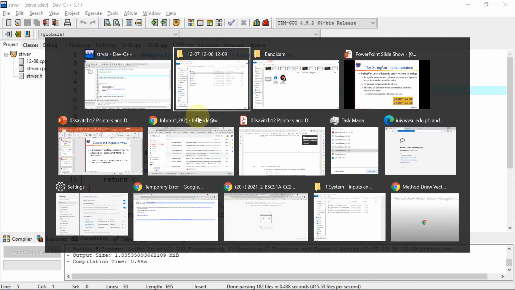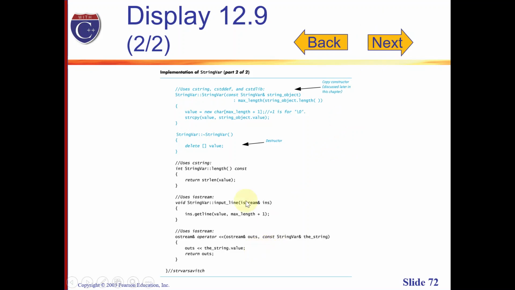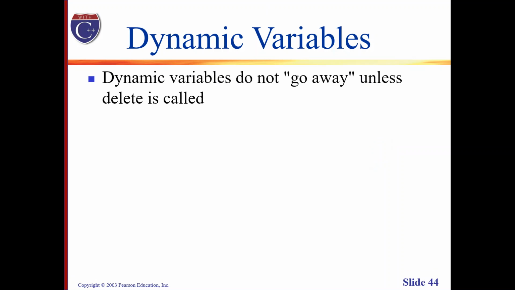First, let's take a look at our implementation file. In the implementation file, which was stored as a CPP file, as mentioned, this is where we place all the definitions for the class members, such as constructors, as well as member functions, as we see here. Next, this program actually involves dynamic variables.